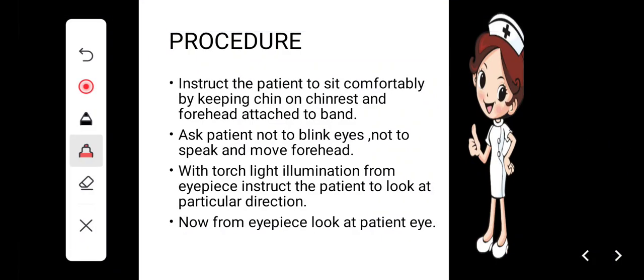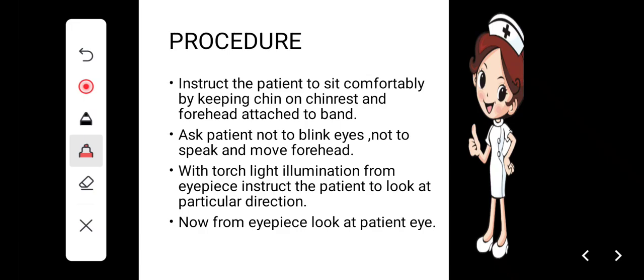Ask the patient not to blink the eyes. The patient is not supposed to blink because after every blink the readings change and the image will be blurred because of the tear film. The patient is not supposed to speak or move the forehead from there because the readings will vanish then. Next one, now from the eyepiece look at the patient's eye.